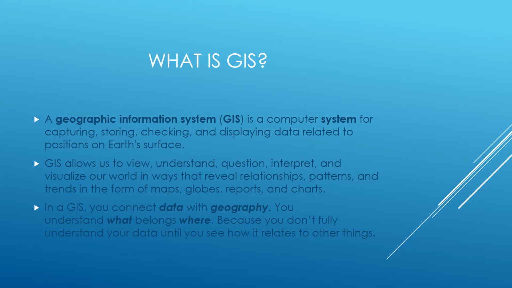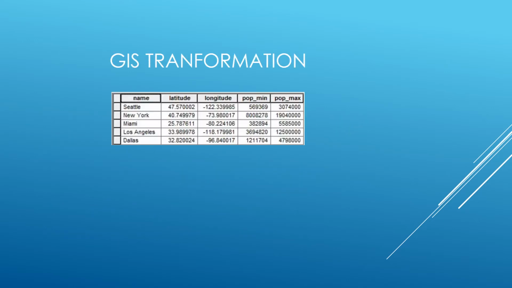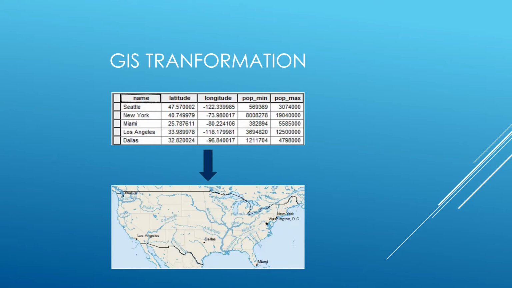In a geographic information system, you connect data with geography. You understand what belongs where because you don't fully understand your data until you see how it relates to other things. It is really hard to visualize the location of latitude and longitude coordinates from a spreadsheet. But when you add these positions on a map, it's like magic to the reader. Everyone knows that a map makes geographic information easier to understand.